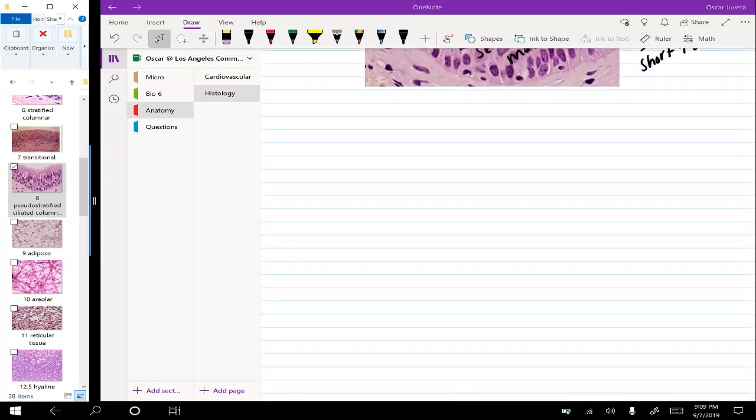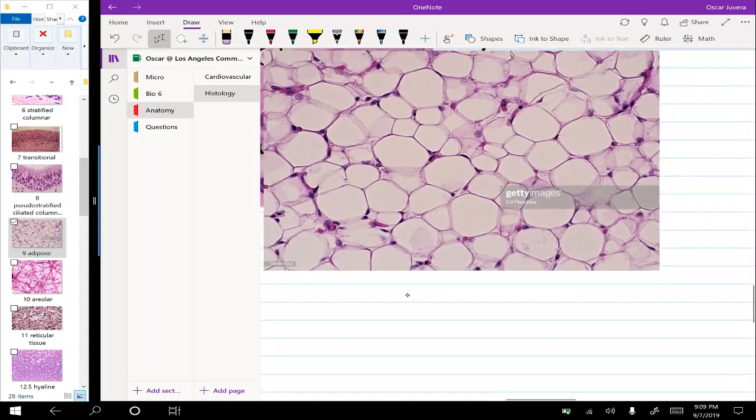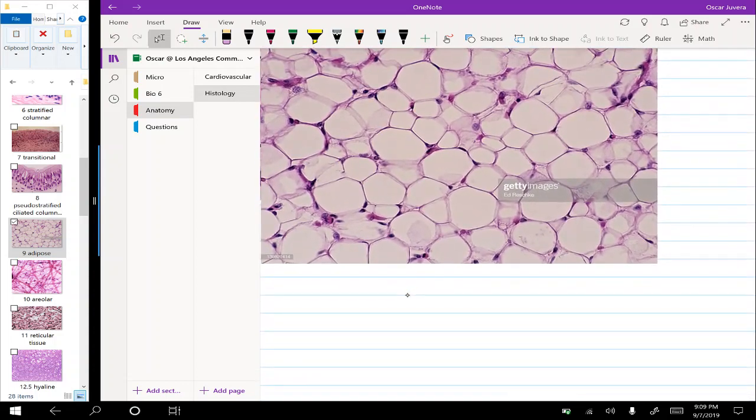So let's go on to my favorite and least favorite. I have a love and hate relationship with this one. I love it because it's so easy to identify, and I hate it because you just gain weight like crazy. And this is called the adipose tissue.